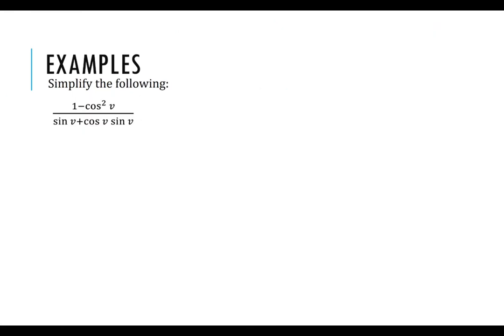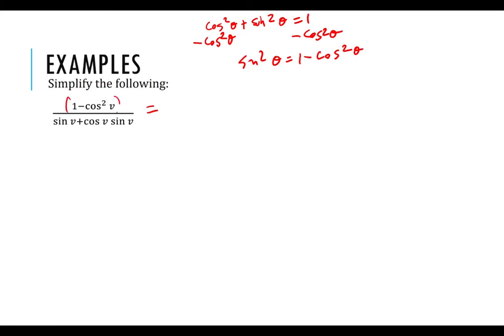Alright, let's simplify this one. We have 1 minus cosine squared of v divided by sine of v plus cosine of v times sine of v. I can write 1 minus cosine squared of v as sine squared of v, and that's going to be via the Pythagorean identity. Cosine squared of theta plus sine squared of theta is equal to 1. I can subtract cosine squared of theta, subtract cosine squared of theta. Sine squared of theta is equal to 1 minus cosine squared of theta, which means that I can write the numerator now as sine squared of theta.